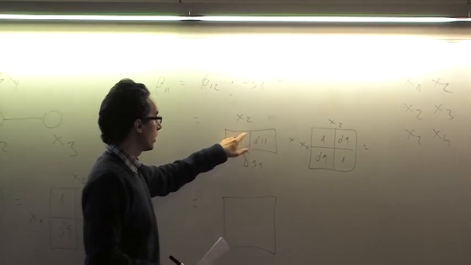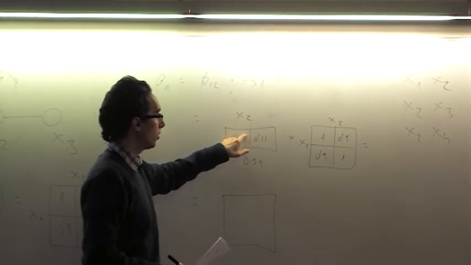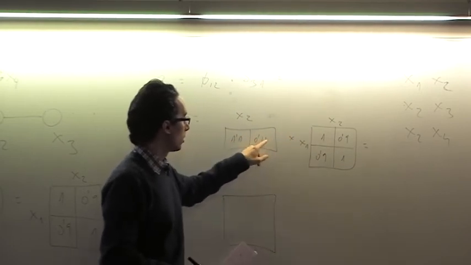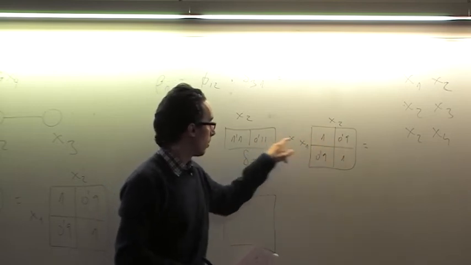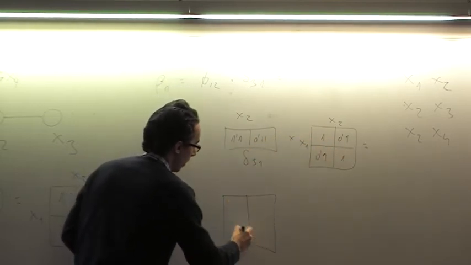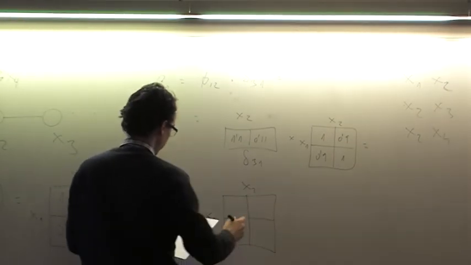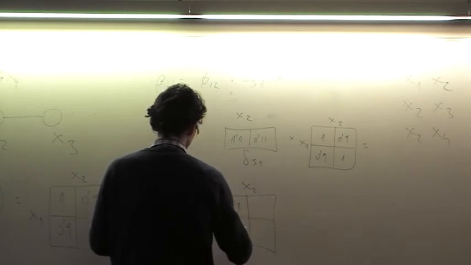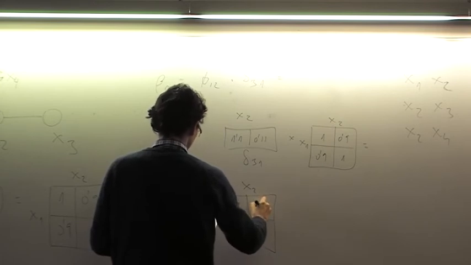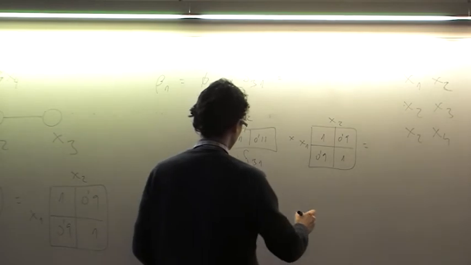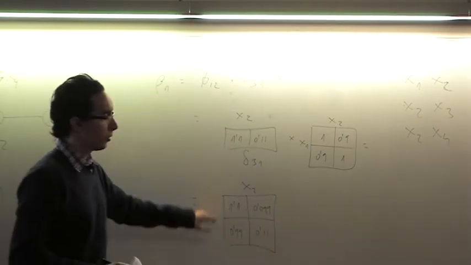So this is when x2 takes value 0. I multiply this number by all these ones, and this one is when it takes value 1. I multiply these entries by this. I get another table. So the belief is a function of two variables.